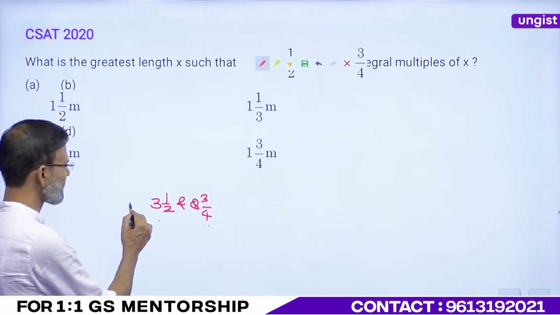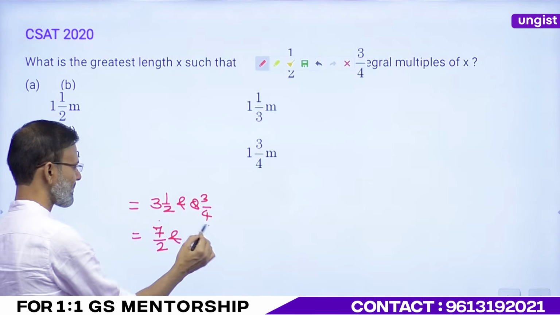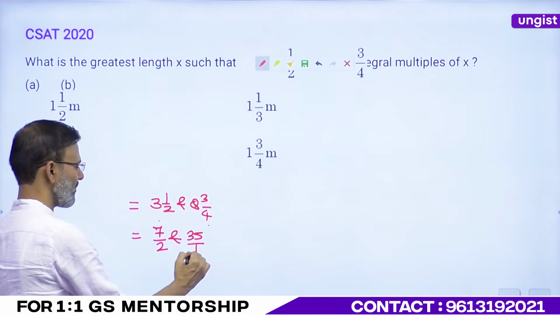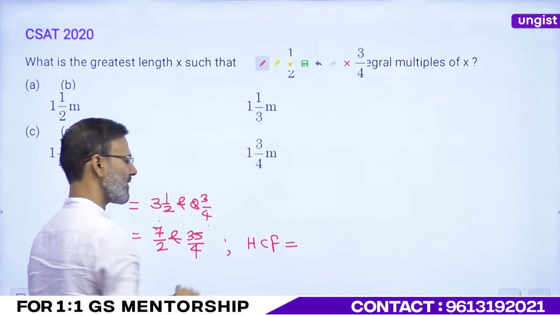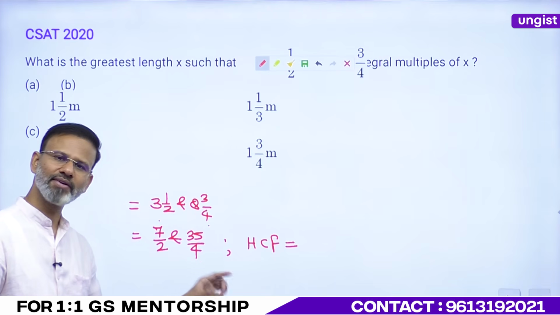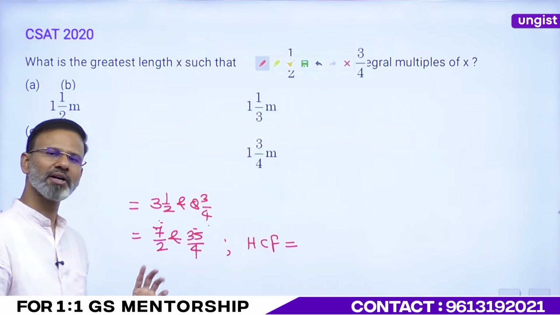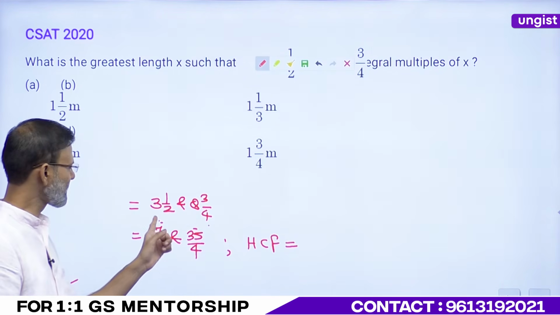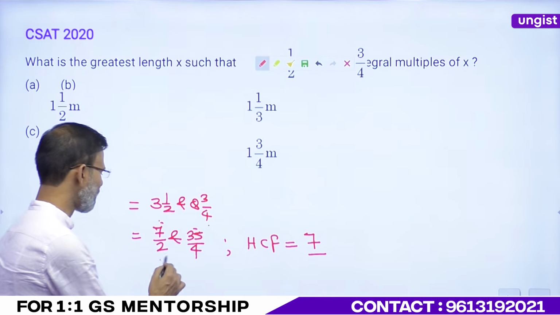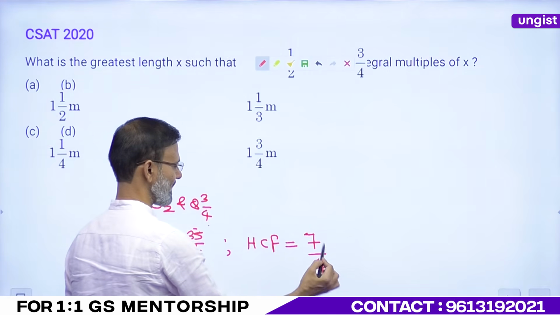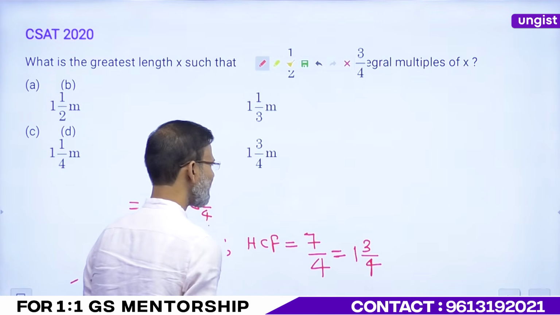What is the SCF of fractions? The first fraction is 7/2 and the second fraction is 35/4. We need to find their SCF. So SCF of these fractions means SCF of numerators divided by LCM of denominators. I repeat, SCF of numerators divided by LCM of denominators. So SCF of 7 and 35 is what? 7. And LCM of 2 and 4 is what? 4. This is the answer, which means 1 3/4, right?